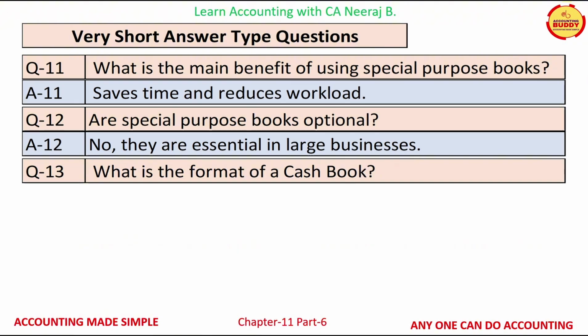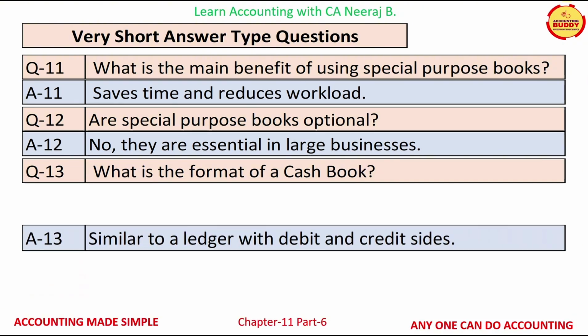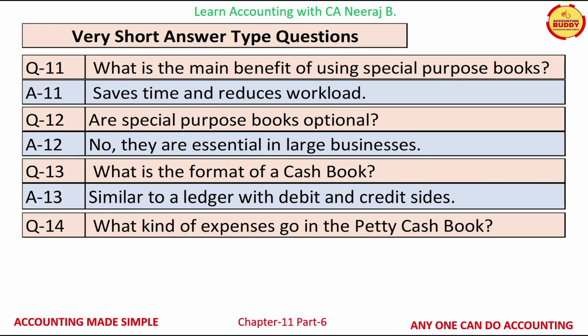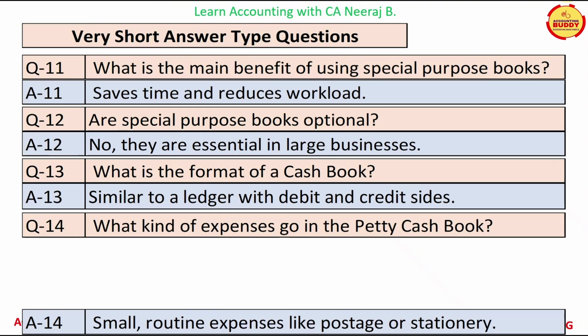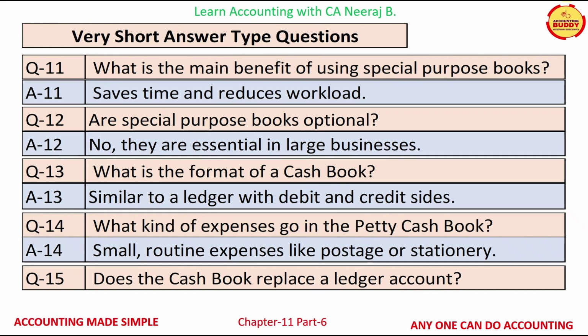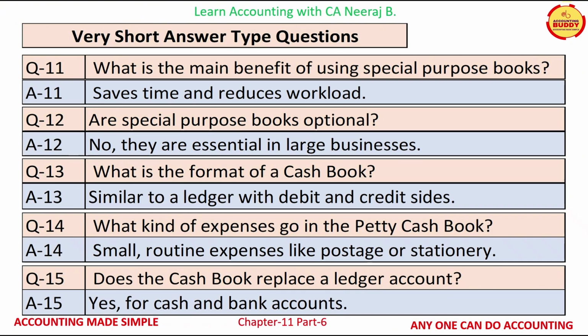Question number 13, what is the format of a cash book? And the answer is similar to a ledger with debit and credit sides. Question number 14, what kind of expenses go in the petty cash book? And the answer is small routine expenses like postage or stationery. Question number 15, does the cash book replace a ledger account? The answer is yes, for cash and bank accounts.